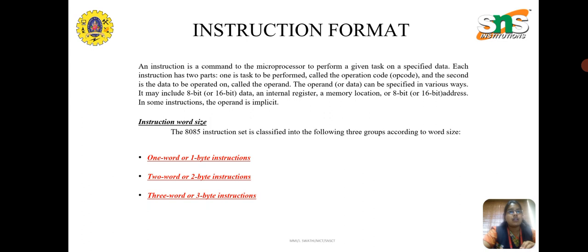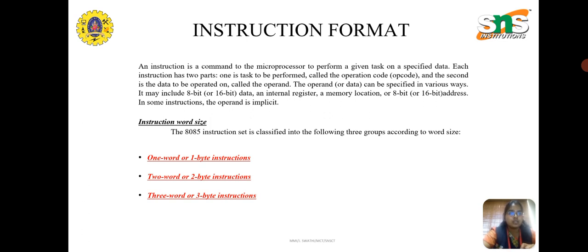An instruction is nothing but a command to a microprocessor to perform a given task on specified data. Each instruction has two parts. One is the task to be performed, called the operation code, or opcode, and the second is the data to be operated on, called the operand. The operand or the data can be specified in various ways. It may include 8-bit or 16-bit data, an internal register, a memory, or an 8-bit or 16-bit address.